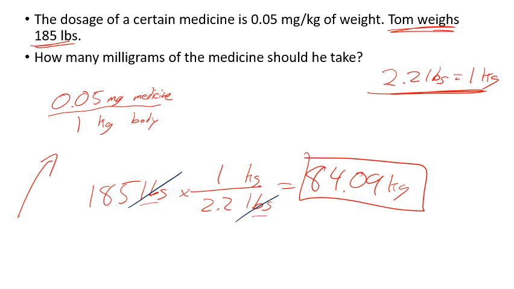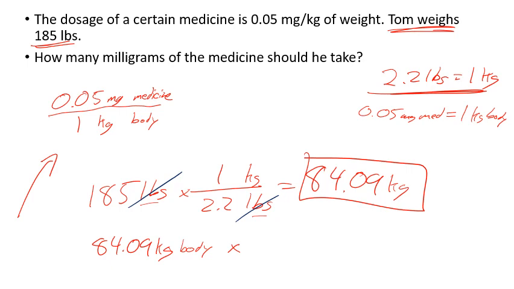Okay, but that's not the end of the question. We need to figure out how much medicine he needs. So I'm then going to take 84.09 kilograms of, and this is of Tom's body, so I'm just going to write body here. Now, the medicine conversion is 0.05 milligrams of medicine, I'm just going to write med, is equal to 1 kilogram of body. So again, I have kilograms of body right here. I want kilograms of body down here.